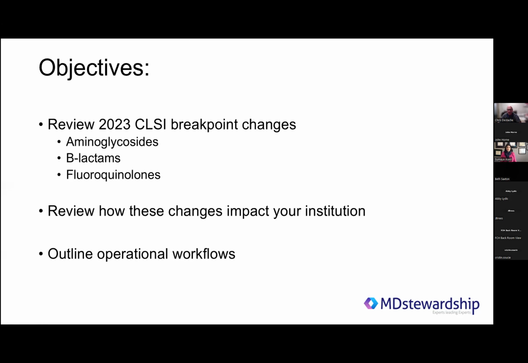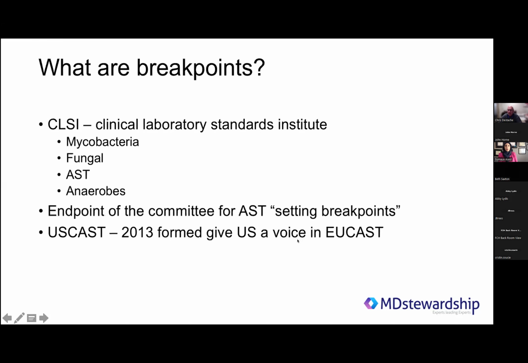Okay, so we have a few objectives for this particular 50-minute presentation. There were some new updates in 2023 from CLSI about breakpoint changes for aminoglycosides, some of the beta-lactams, and then fluoroquinolones. And so we want to address those and make sure that everybody is knowledgeable about those breakpoint changes. And then we'll talk a little bit about how these changes in the breakpoints is going to impact the care that you provide to your patients at your institution, and how we might be able to help with operational workflows for different individual institutions. So next slide.